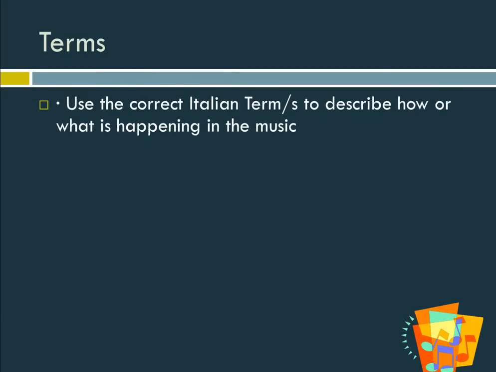T for terms. Okay, this is where you have to know your Italian terms. So you need to use the correct Italian term or terms to describe how and what is happening in the music. And believe me, if you get a piece of music or get this sort of question, there's going to be that many in there. It's not funny.